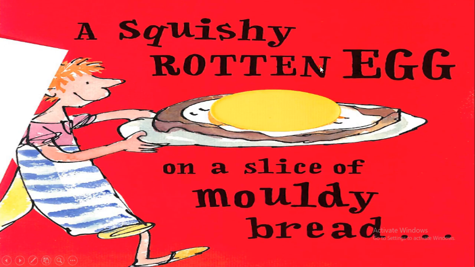A squishy rotten egg on a slice of moldy bread. How did we describe the egg? Squishy and rotten. And how did we describe the bread? Moldy. Moldy as in very old and bad.